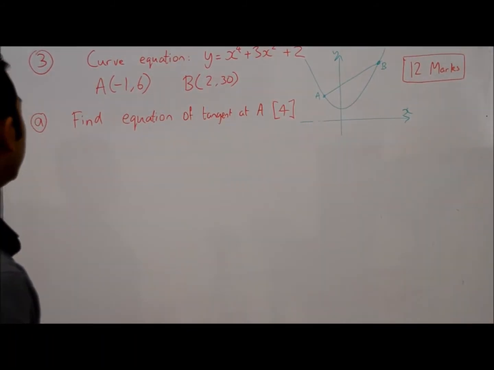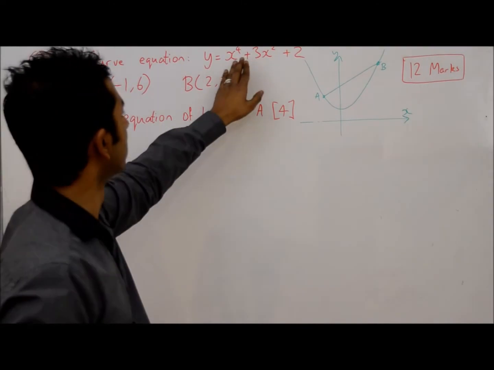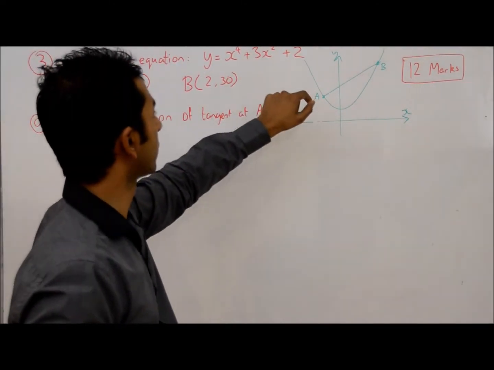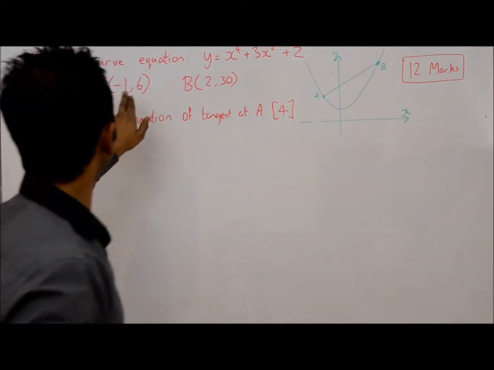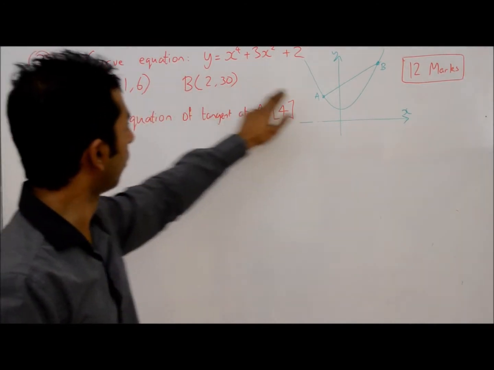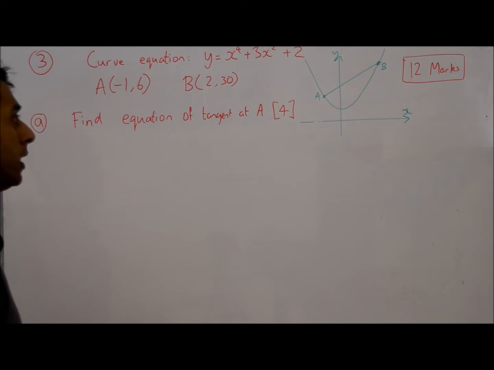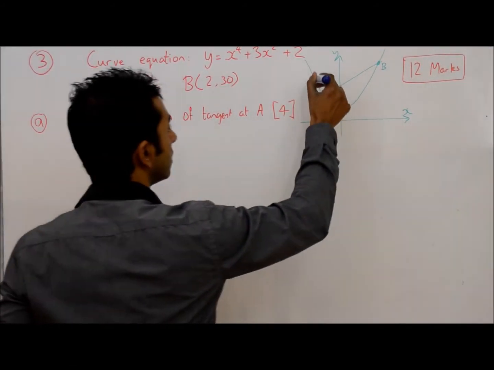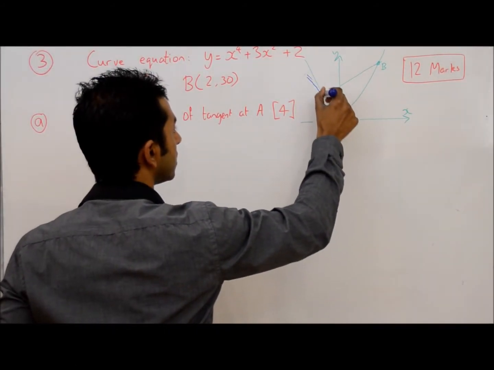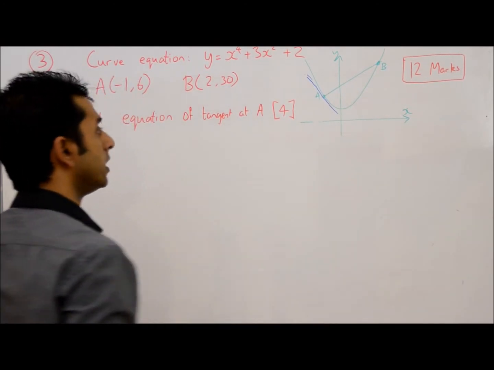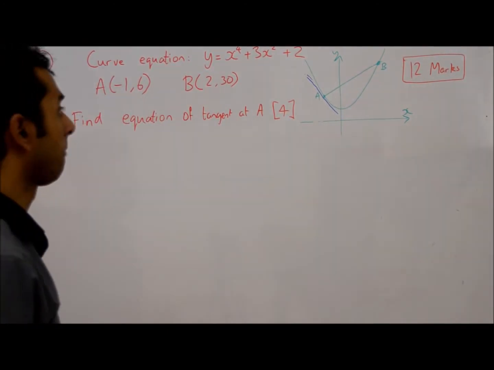Question number 3. The curve with the equation y equals x to the power of 4 plus 3x squared plus 2 is here. We've got points A and B which have these coordinates, and what we want to do is find the equation of the tangent at point A. So the tangent is this line here which just touches the curve at point A. So we need to find the equation of the blue line.